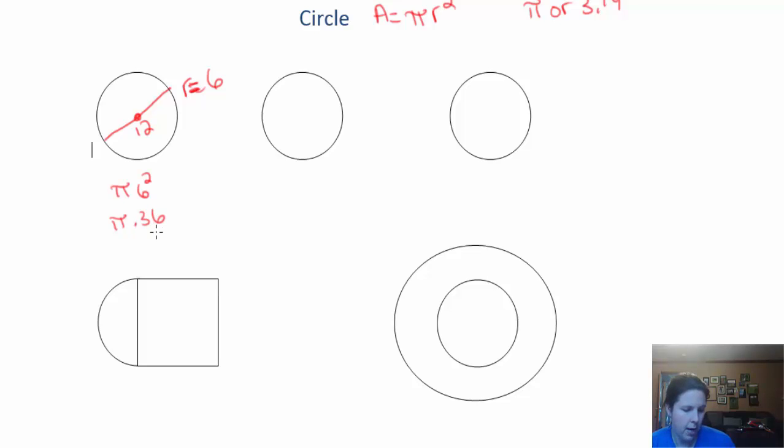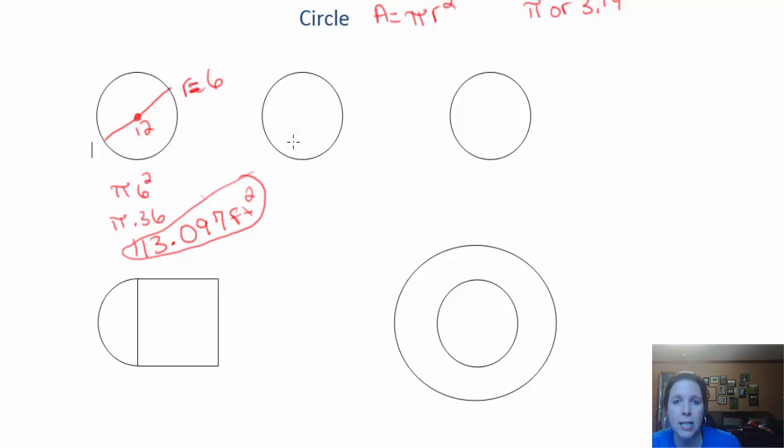Which is 36 pi, which is 113.097. I'll just go to that many decimal places. Oh, I did do feet squared. Area is always squared. When we get to volume, it'll be cubed. If you use 3.14, your decimal is going to be a little different. That's fine.